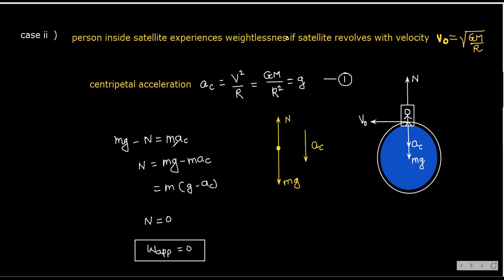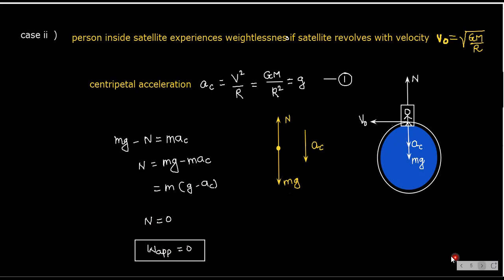Then mg minus N is equal to m ac. From this you can see centripetal acceleration here, mg downward, normal reaction upward. If from this free body diagram I make the equation, I get N is equal to mg minus m ac, therefore m into g minus ac. So if ac is equal to g, from equation number 1 which I have substituted here, then N is equal to 0, and the apparent weight will be 0 if a person is inside the satellite revolving with velocity v0.